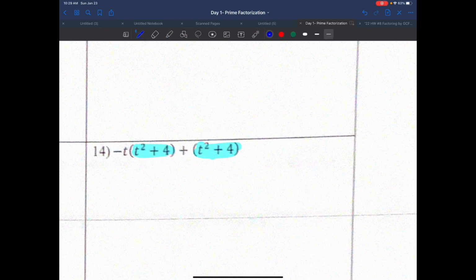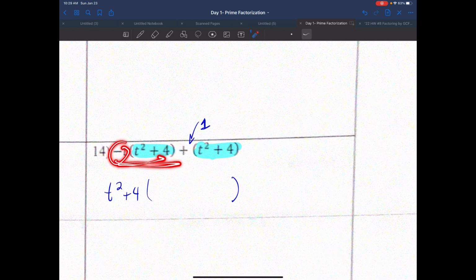That means it's going to go outside the parentheses. Oops, not inside, but outside. And then I'm going to just work with whatever I have. And remember, there's an invisible 1 here, so let's make note of that. Okay, so t squared plus 4 times something is going to give me this whole thing.